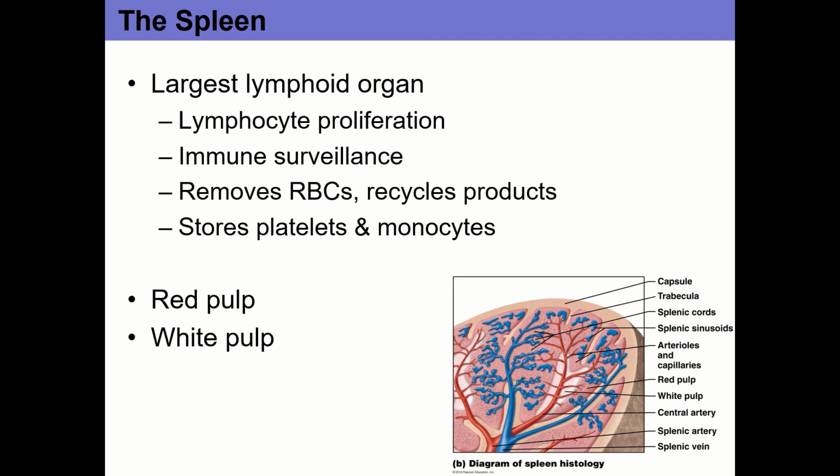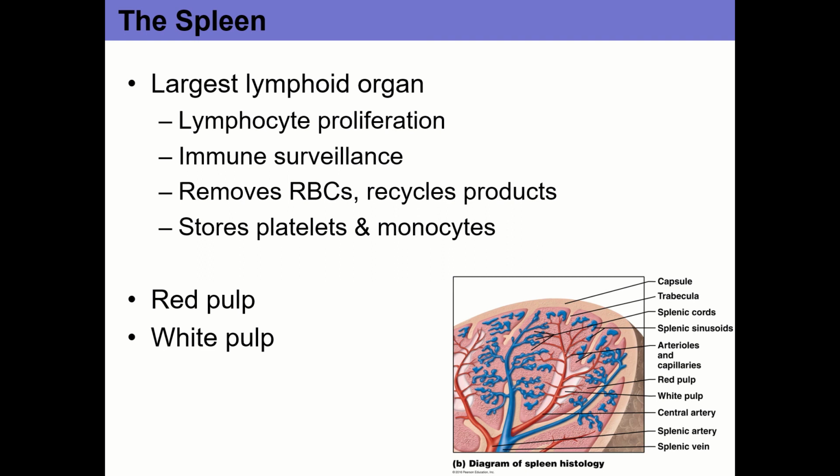I mentioned earlier that the spleen removes the red blood cells that are aged and then recycles their products. We lose some of the iron from breaking down those red blood cells, but we actually recycle a lot of it, and the liver does a lot of that recycling.